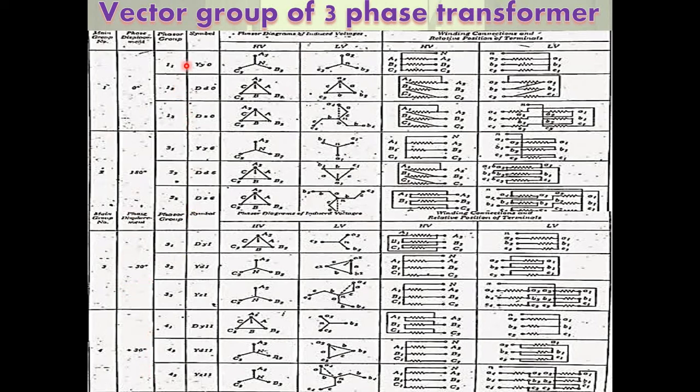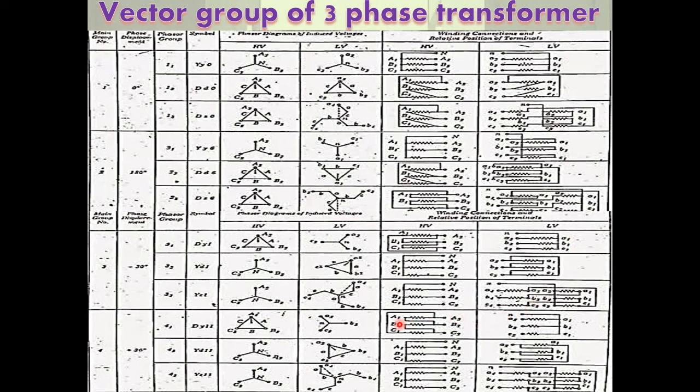Okay, and this is a phasor group. And these are the symbols: Yy0, Dd0, Dz0, Yy6, Dd6, Dz6, Dy1, Yd1, Yz1, Dy11, Yd11, Yz11. And this is the HV and LV type phasor diagram, and this is the winding connections diagram. And different terminals: on the HV side capital A1, B1, C1, A2, B2, C2, and on the LV side small a, b, c, small a, b, c.